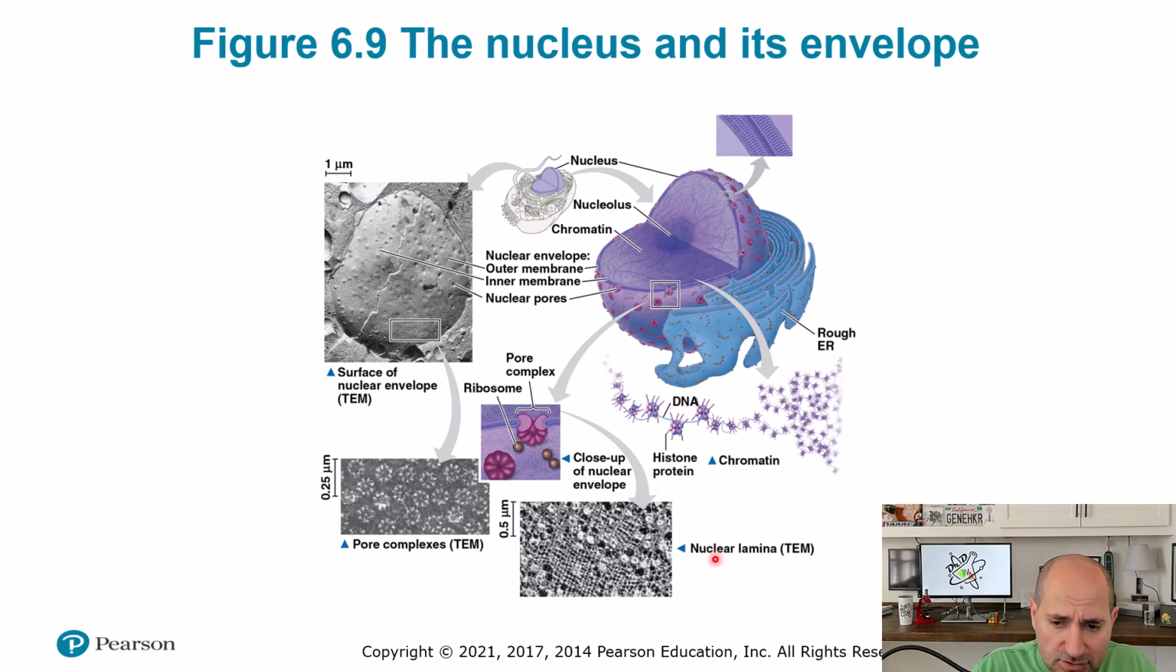You should know that the nuclear lamina is made up of intermediate filaments, right? Remember that from the end of the chapter. The nuclear lamina is made up of intermediate filaments, and it supports the shape of the nucleus.